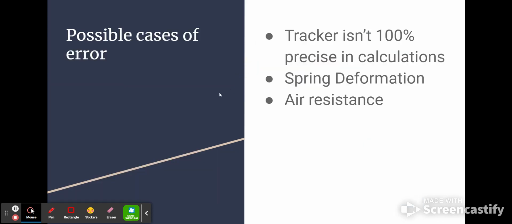It's possible, of course, that there are cases of error. If Tracker isn't 100%, you have to manually click the points on your point mass system, so the positions of it might be slightly off, changing your calculations a little bit. Also, there is technically a chance for screen deformation in your video, which would not be accounted for in the model, along with air resistance that the mass would have to encounter when it's swinging from side to side and up and down.